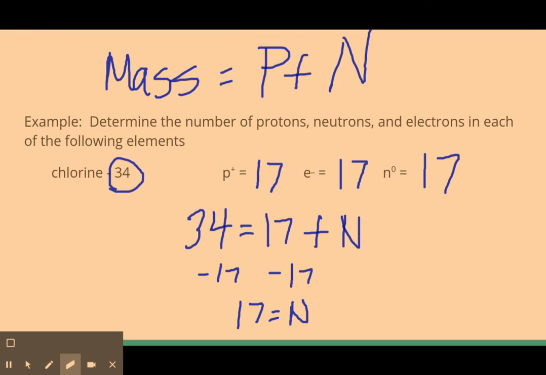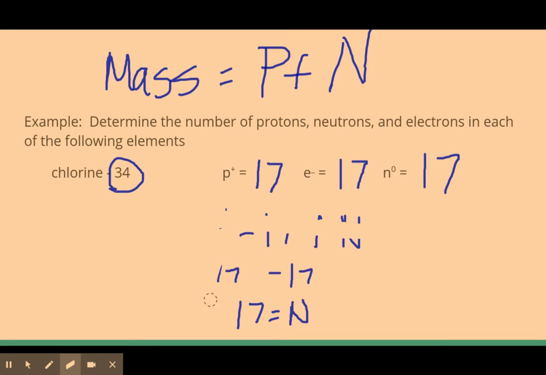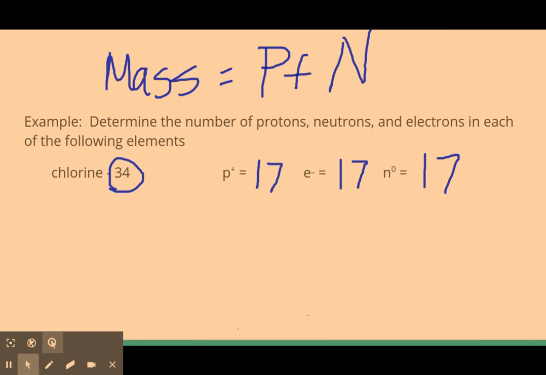This will not always be the case, so I do not want you to get in the habit of thinking that if there's 17 protons, there's 17 electrons, there's 17 neutrons. You will run into situations where this is true, but it's not going to be true all the time. So don't just assume that your protons, neutrons, and electrons are always going to be equal.